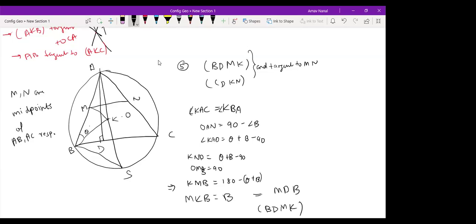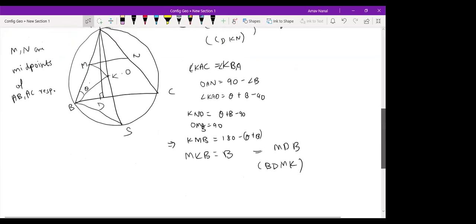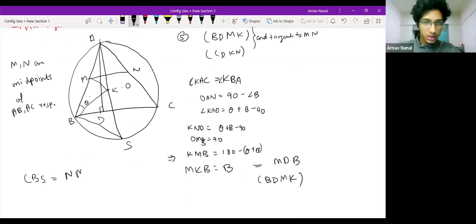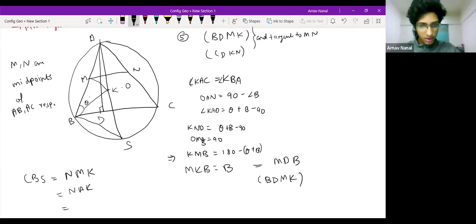I have another proof. Angle CBS equals angle NMK because of the homothety from A, and because AMKN is cyclic, angle NAK equals angle NMK, which is equal to theta. So we're done.